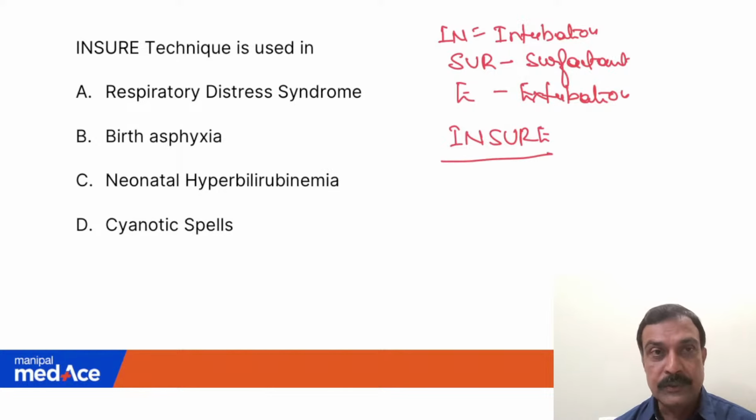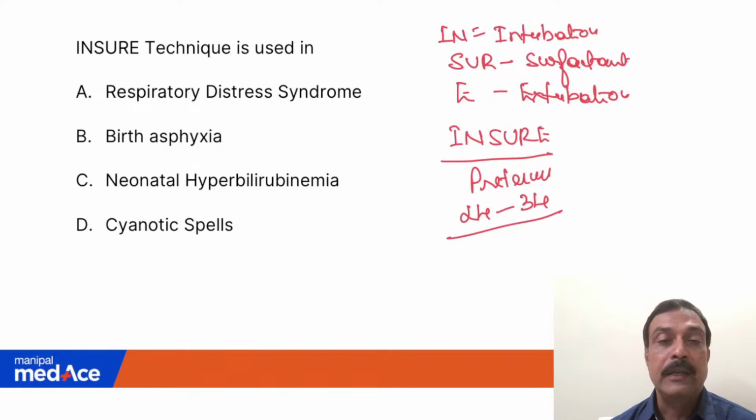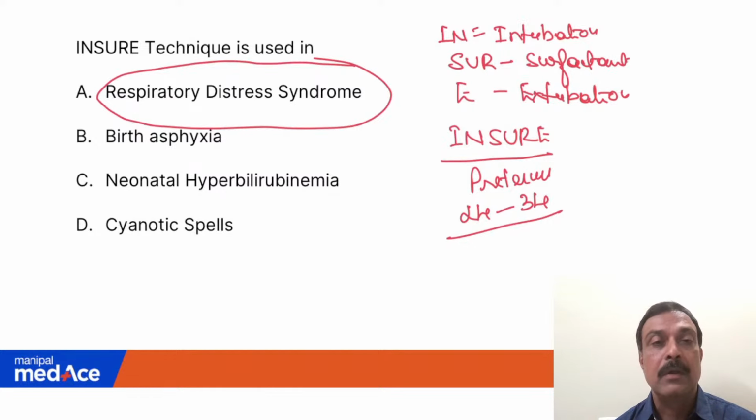This is used in preterm neonates anywhere between 24 weeks to 34 weeks of gestation and even a little later, to instill surfactant into the baby's lungs, specifically in a condition called respiratory distress syndrome, or surfactant deficiency, or hyaline membrane disease. So the answer here is respiratory distress syndrome.